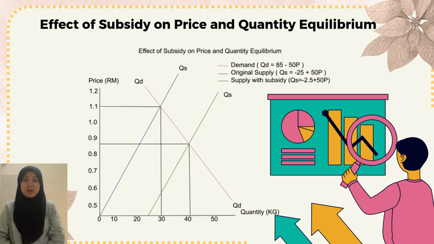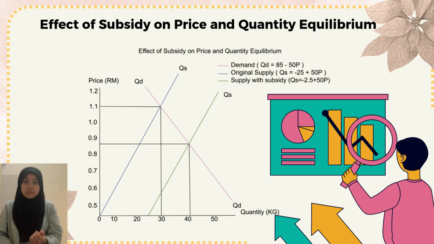I will be presenting the effect of subsidy on price and quantity equilibrium. The pink line shows the demand curve, where quantity demanded decreases as price increases. The blue line shows the original supply curve without any subsidy. When a subsidy is introduced, the supply curve shifts to the right, shown by the green line. Originally, the market reached equilibrium at RM1.10 and 30 kg.